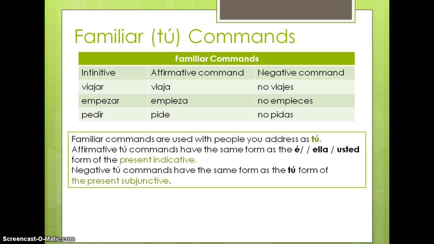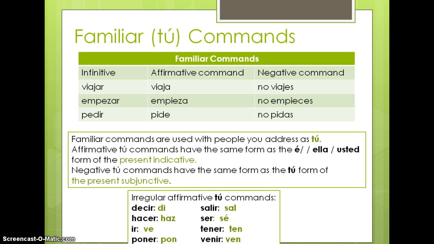And so those present subjunctive irregularities that I mentioned before with the usted and ustedes commands also are true for the negative tú commands. There are 8 irregular affirmative tú commands. Make sure you write these down. Take note of them. Di, haz, ve, pon, sal, sé, ten, and ven.